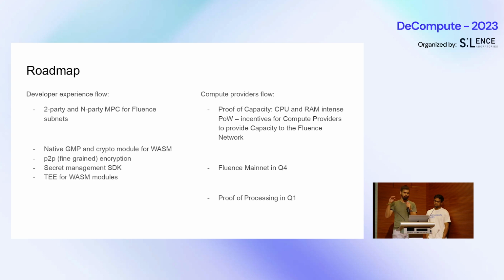Right now, it all happens in WebAssembly, which is quite slow. We can optimize. We want to have very fine-grained, peer-to-peer encryption on the level of services. We want to have a secret management SDK to prevent user errors which could lead to secret leaking. And we're working on TEE for WebAssembly modules.